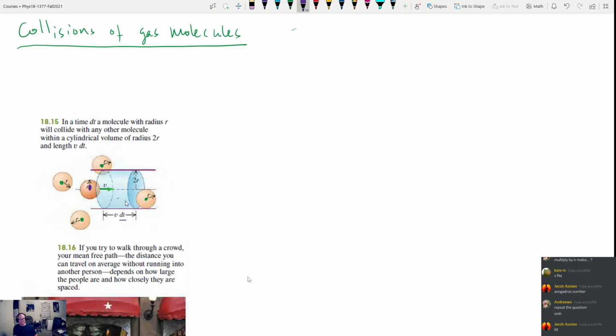So what we can say is that the number of collisions, which we're going to call dn, should be equal to the number of molecules per unit volume multiplied by the volume. Okay, so this is volume down here. I'll make it look like volume. So we take the number of particles per unit volume, which is basically related to the density of the gas. The density of the gas would be in mass over volume, but you can convert mass over volume into number of particles per unit volume by using Avogadro's number.